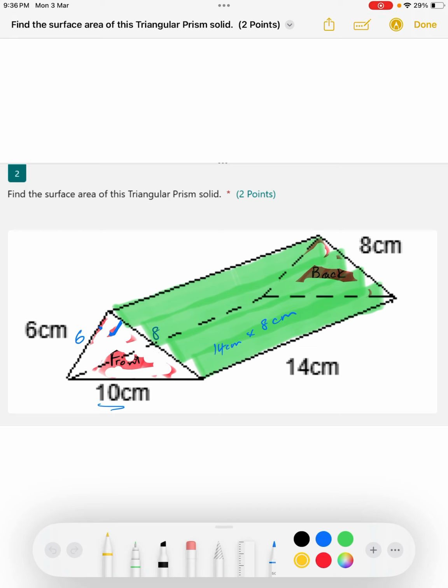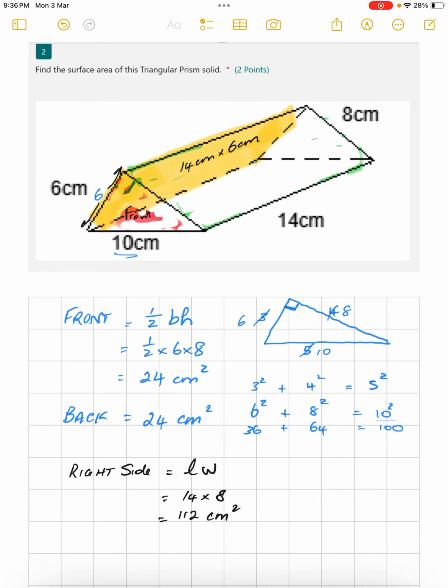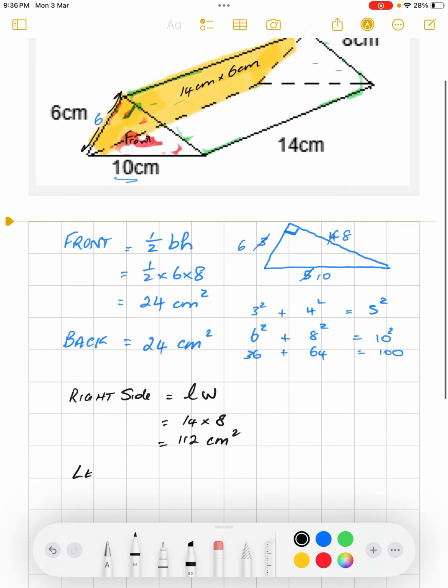Let's get a different side now. Say we've already got that one. Let's look at the yellow side, and that's this side over there, and that would be 14 long by 6 centimeters. So let's do that one. We'll call that the left side. The left side, length times width, so it's 14 times 6, and 14 times 6 is 84 square centimeters.